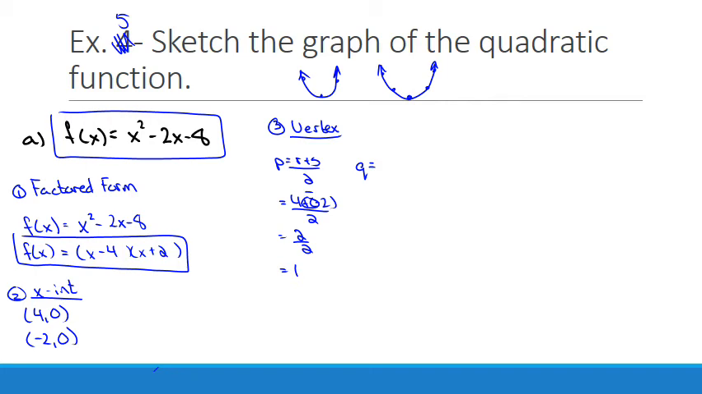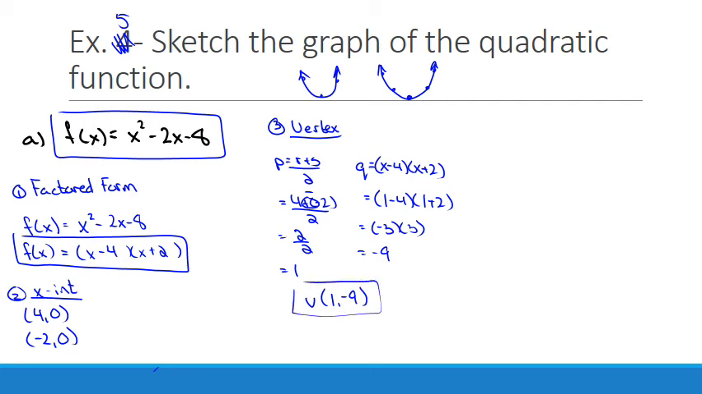My q is equal to my quadratic function here, (x - 4)(x + 2), and I just plug in my known x value, the one I just discovered. So -9. It feels like in the previous one it was -1 and -9, so we've had something similar to that. So now I have 3 points, but if I want more accuracy, I can then find my y-intercept.